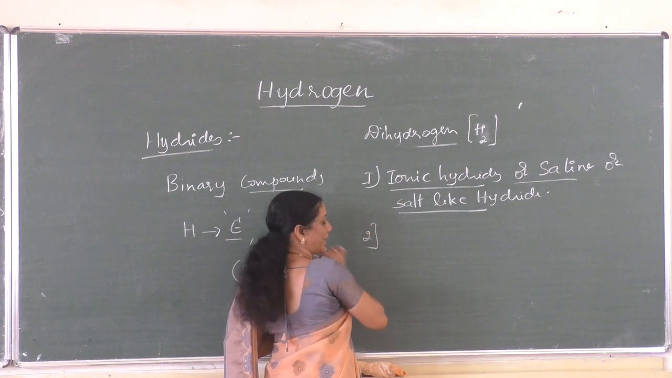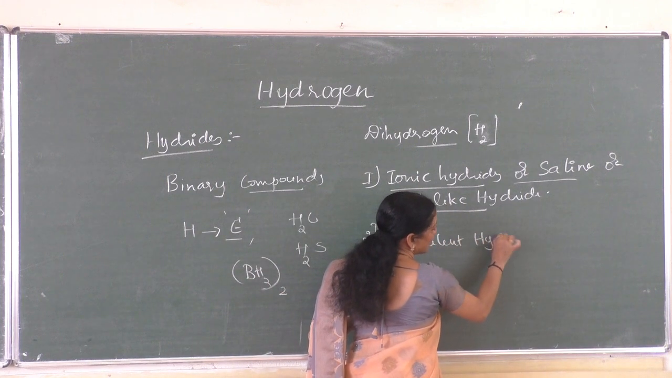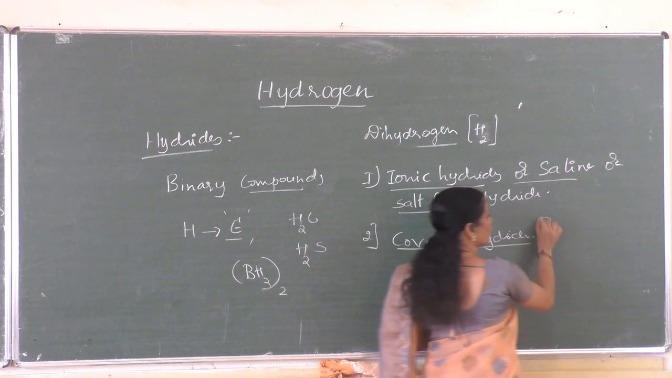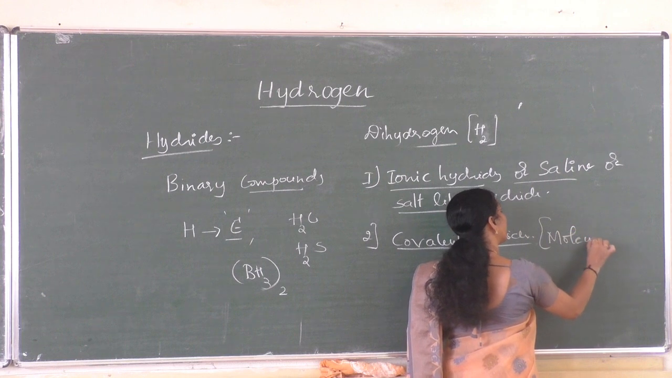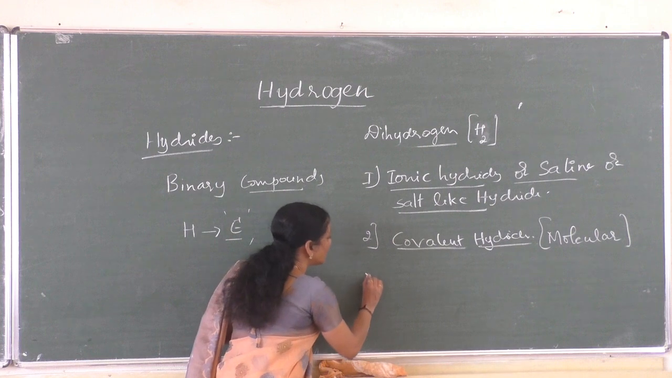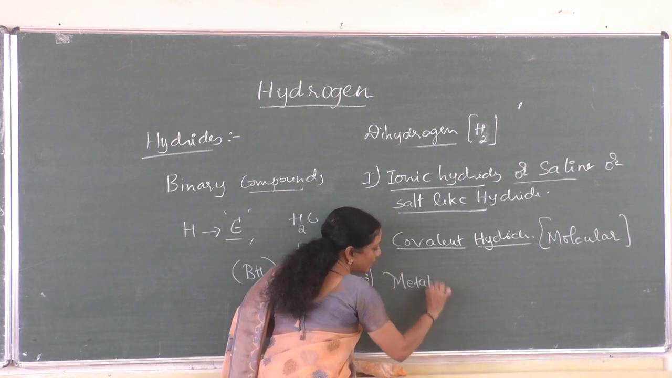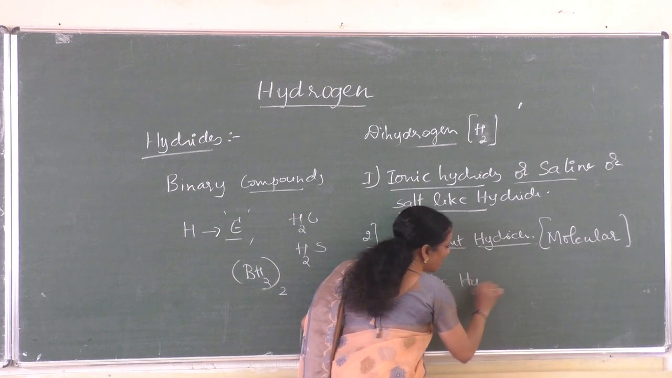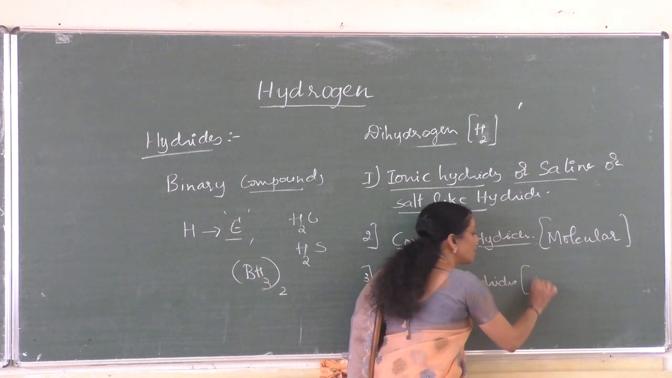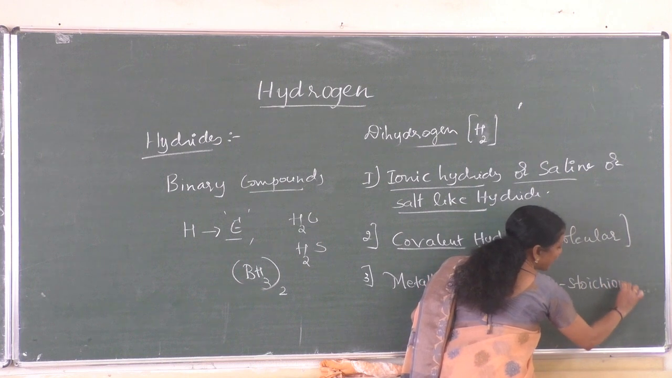Then the second type of hydride we have to consider here is covalent hydrides. Covalent hydrides are also called molecular hydrides. Then the third type of hydride is usually called metallic hydrides. This metallic hydride is also called non-stoichiometric hydrides.